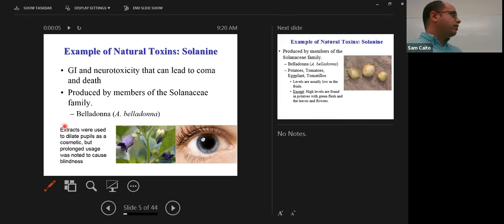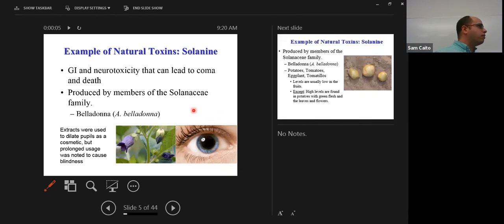The most characteristic one is the belladonna plant, which is the flower and plant given right here. It's an interesting plant in that during the 14th, 15th century, extracts were used to dilate women's pupils as a cosmetic, because it was thought that dilated pupils made women more seductive. However, if these women used it too much, they went blind. And so it wasn't quite the best idea, and the use of this compound took a while to wane, but eventually it did. And so we don't use that anymore.